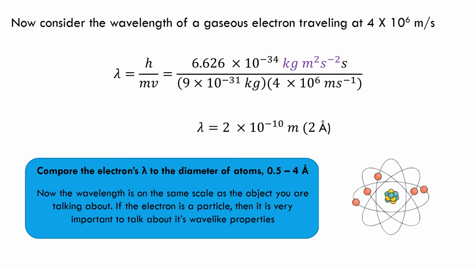But when we compare the wavelength of an electron to the diameter of an atom, suddenly it becomes important. The diameter of an atom is about 0.5 to 4 angstroms in size, and that's on the same scale as the wavelength of an electron. So because the wavelength of the electron is on the same scale as the object in which it resides, i.e. the atom, if the electron is a particle, then it's suddenly very important to talk about its wave-like behavior as well. So we think about the electron as both a wave and a particle.